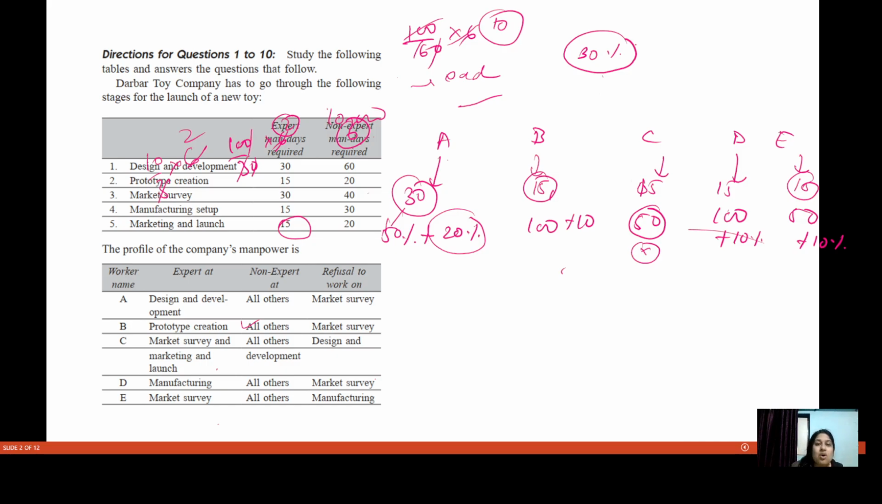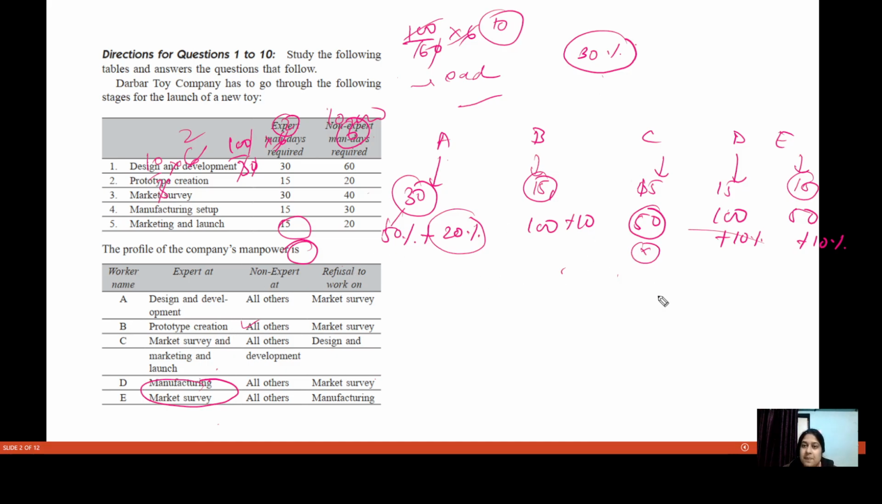Now we are going for marketing and launch. Now we are starting to do marketing and launch. Now who is expert in marketing and launch? This person is expert in marketing and launch. How much work is he doing?